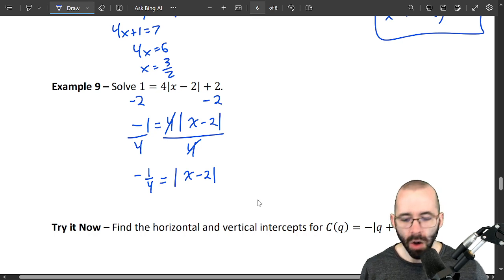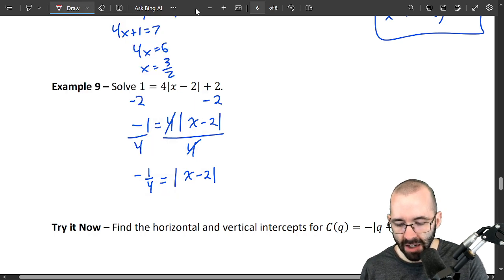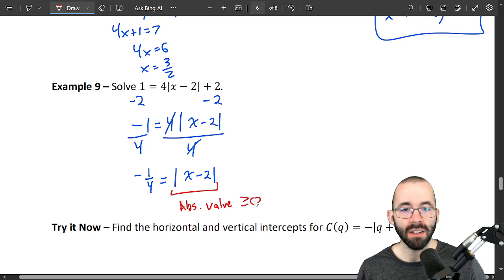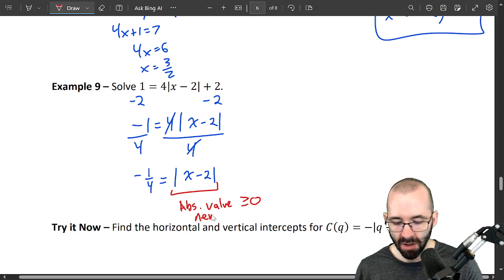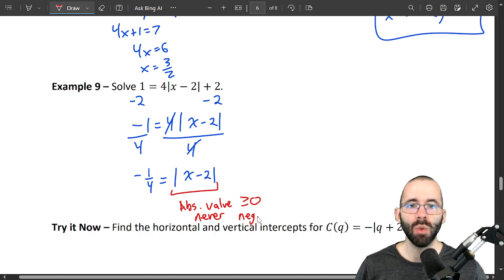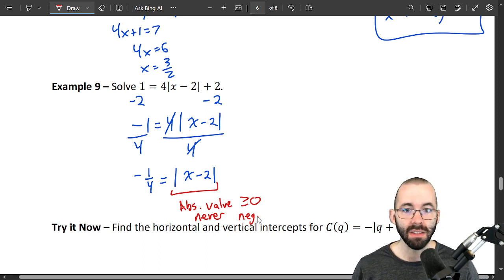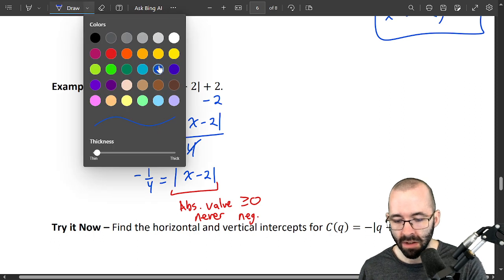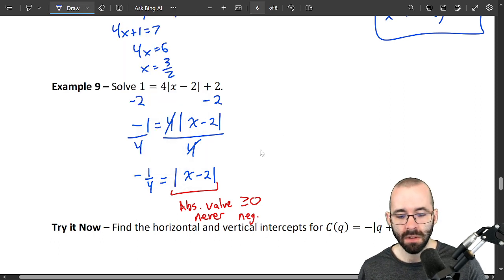Absolute value is always positive, right? Absolute value is always positive or 0. It's never going to be negative. This can never happen. No value of x is going to make this equation true. Try it. Plug in some x's. Never going to happen. This is impossible.